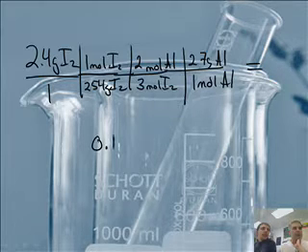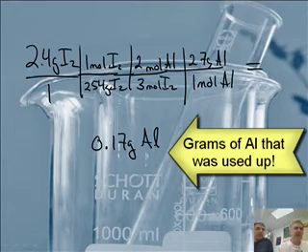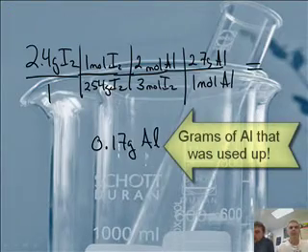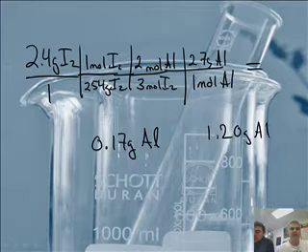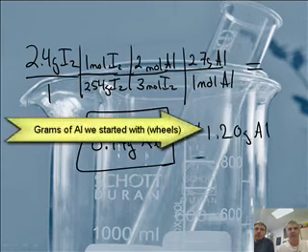What do you get, Mr. Sanders? Well, I get 0.17. So 0.17 grams of Al. Now, what does that mean? That's how many grams of aluminum it would take to react with the 2.4 grams of iodine. So how many grams do we have? We started with 1.20 grams of Al, but we only used up 0.17 of that.